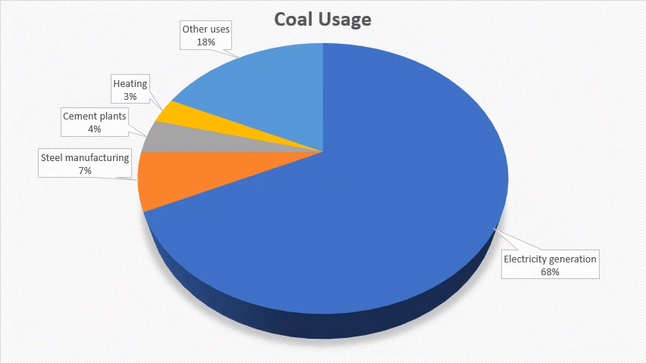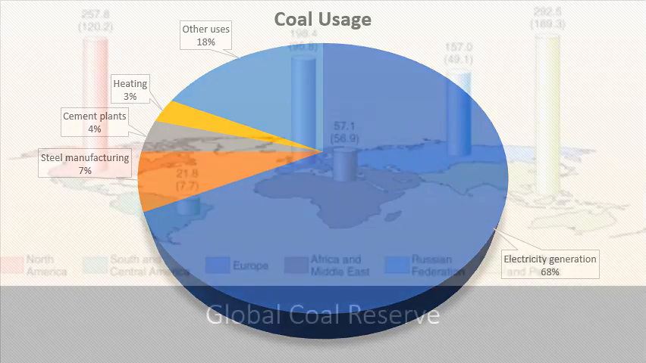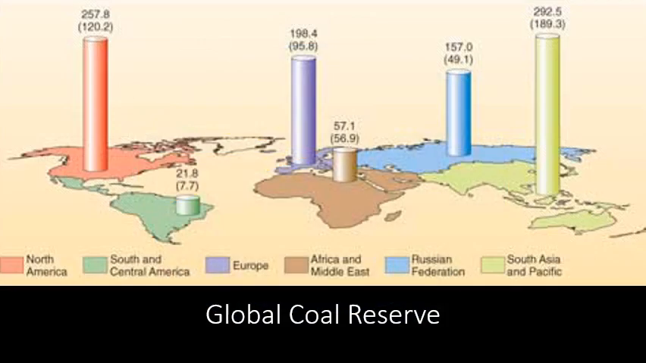Nowadays, looking at modern day production, we see that coal is mainly used for electricity generation, steel manufacturing, heating, and many other tasks. Globally, the highest producer is the region of South Asia and the Pacific, followed by North America and then Europe and Russia. Lastly, Africa and the Middle East, and South and Central America.